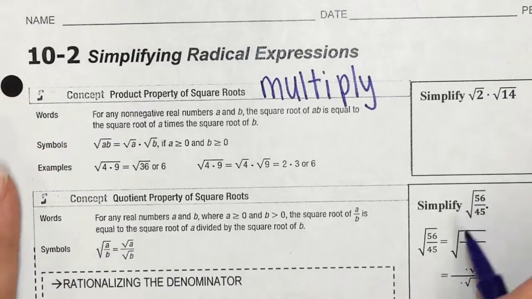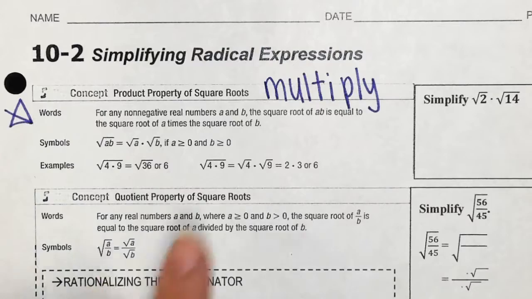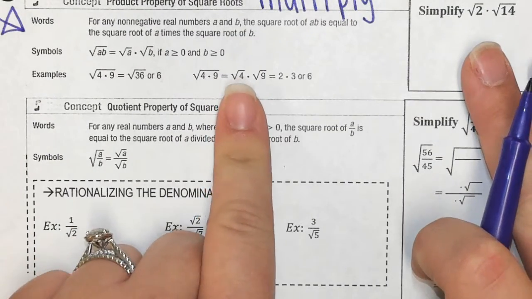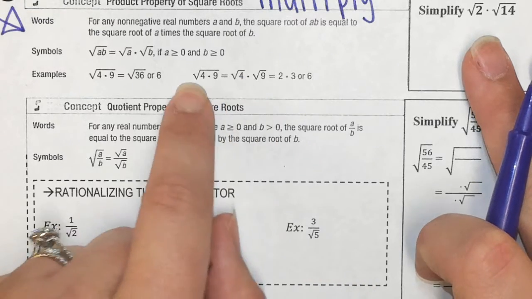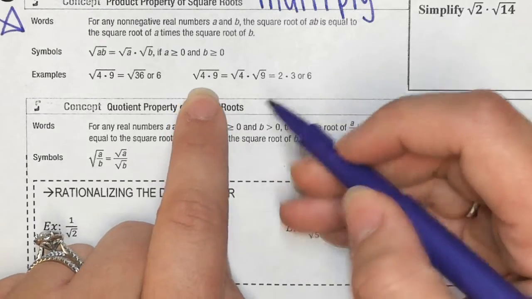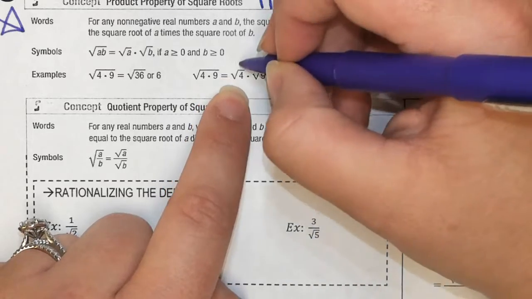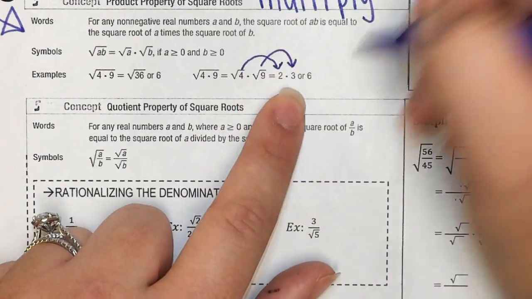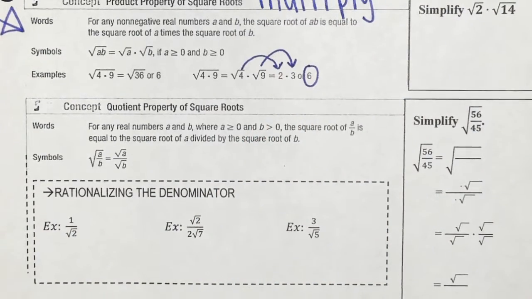So this right here is the property for multiplying radicals. If there are two radicals right beside each other, right here we have the square root of 4 times the square root of 9. You can put those both under the same square root and then multiply. Or if they're both perfect squares, the square root of 4 is 2, the square root of 9 is 3, so 2 times 3 is 6. It's not always going to be perfect squares though.